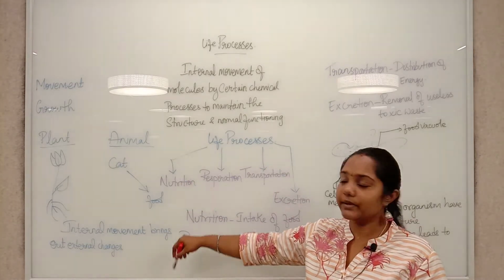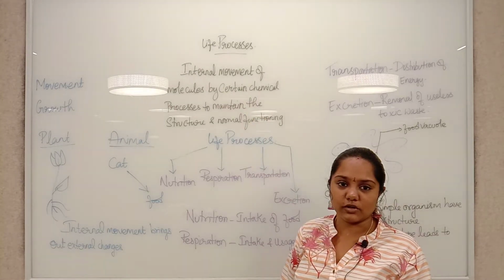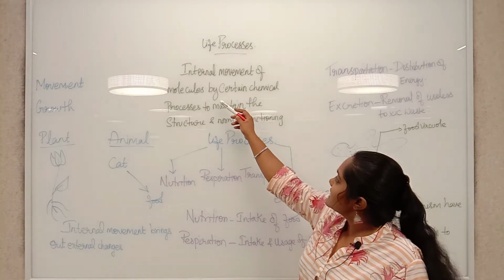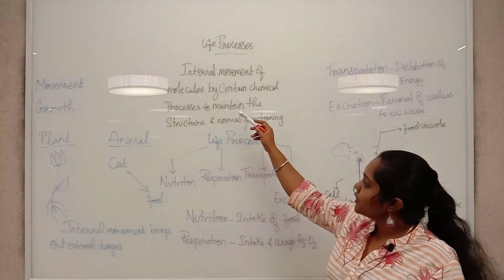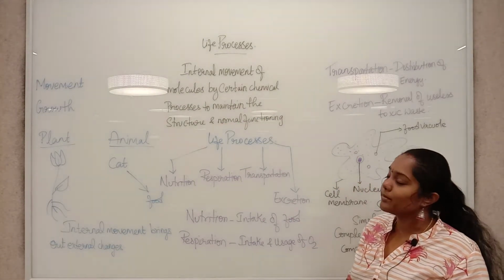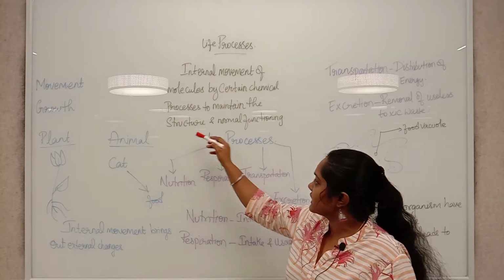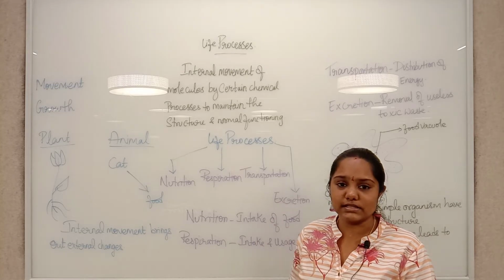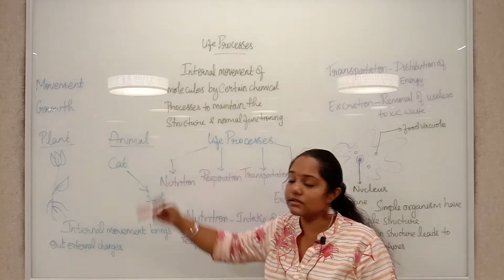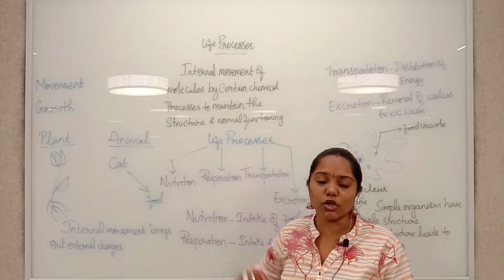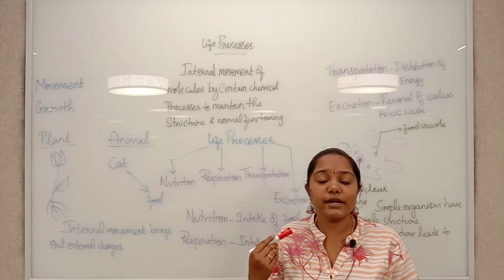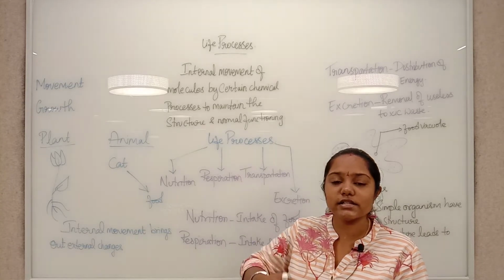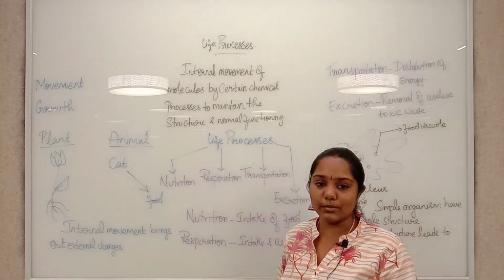Consolidating this concept, let's see the definition of life processes. Internal movement of molecules by certain chemical processes to maintain the structure and normal functioning. When we say the structure and normal functioning, when there is some internal movement happening inside the body, it increases in size, which is where growth happens. When there is some internal movement happening, it shows some changes like changing the position. That is where the movement happens.